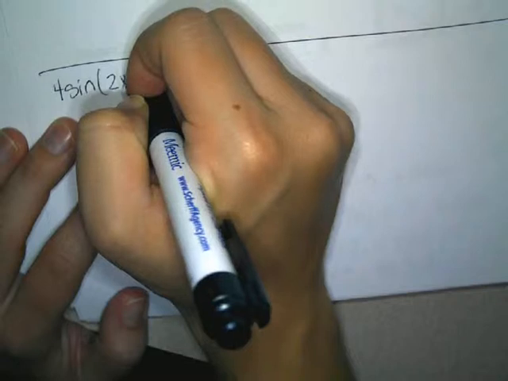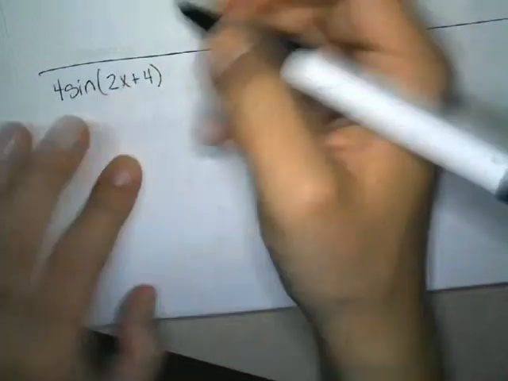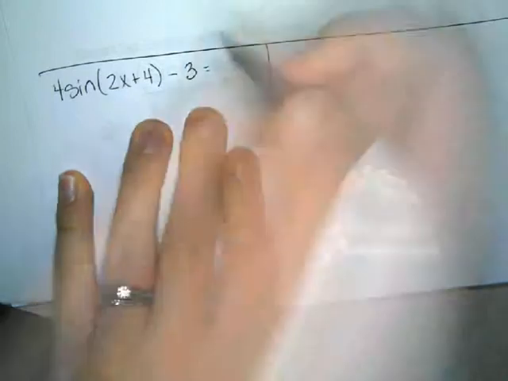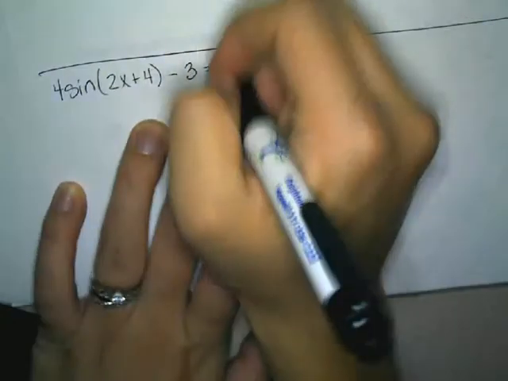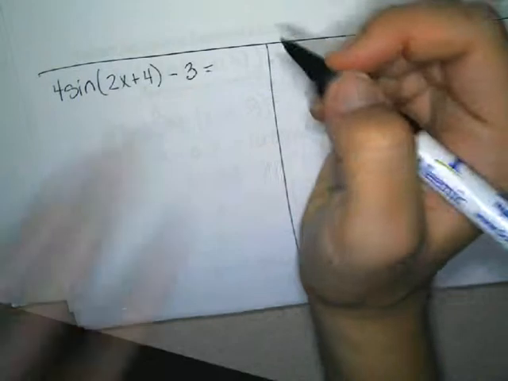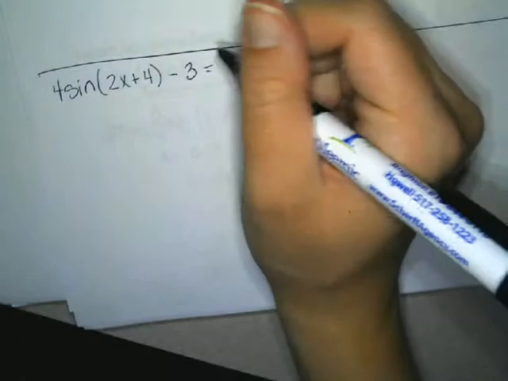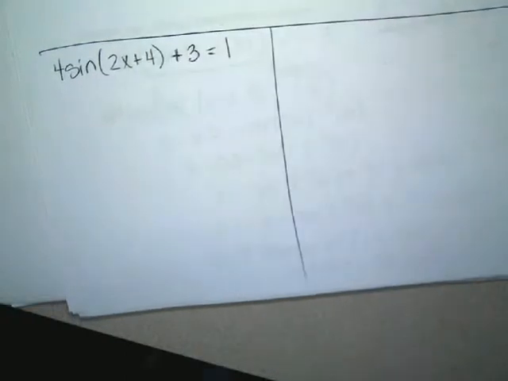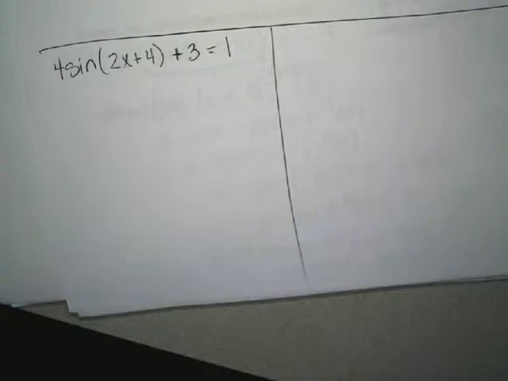Alright, so treat this like you would a regular equation. You need to solve for x. X is stuck inside the argument of sine, so we have to get that sine of 2x plus 4 by itself. So Andrew, what's the thing I should do? Add 3 or subtract 3. Subtract 3. So if I subtract 3, I get 4 sine of 2x plus 4 equals negative 2.